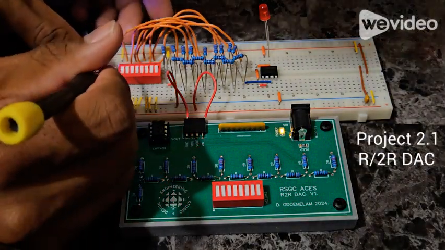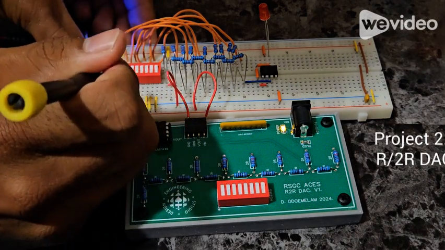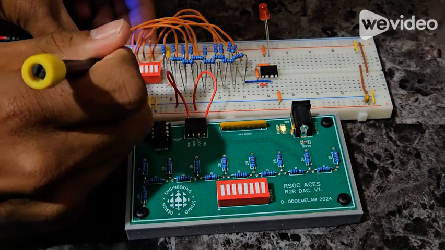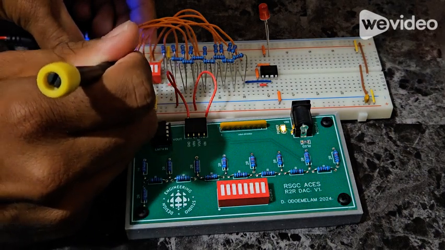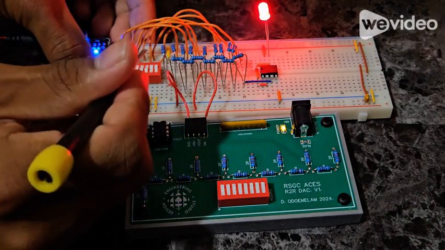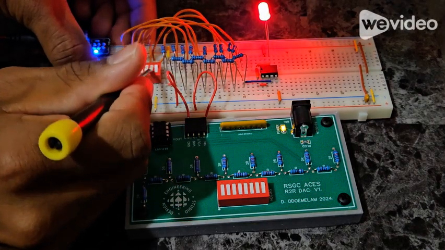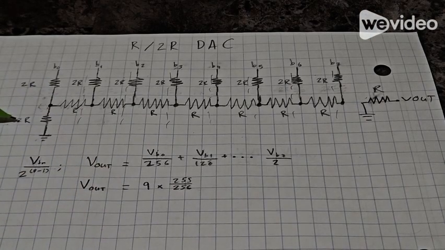Hi, my name is Daniel Odamelum, and this is Project 2.1, Digital to Analog Conversion, the R2R resistor ladder. Also known as the R2R DAC, this 8-bit DAC converts a digital binary signal into a corresponding analog voltage, relying on Thevenin's equivalent circuit theorem and the superposition principle for its operation. This circuit has two resistor values, R and 2R.